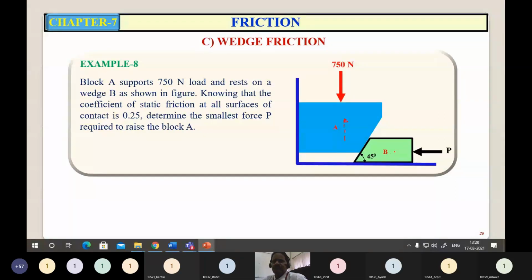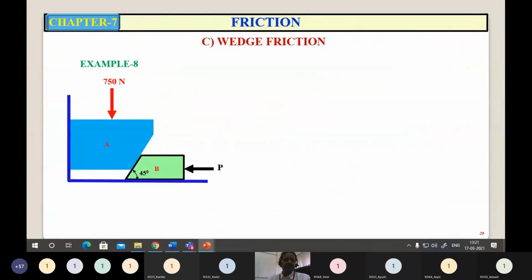Block A is impending upwards, whereas block B is impending leftward. Accordingly, you have to consider the direction of frictional forces. So this is the given figure. Block A is impending its motion, and block B is impending towards left. So the friction force for A is opposite to the direction of impending motion, so here it is downwards. Here the sloping surface also it is downwards. Whereas for B, here horizontal surface towards right, opposite to the direction of impending motion, and here it is upwards, opposite to this.